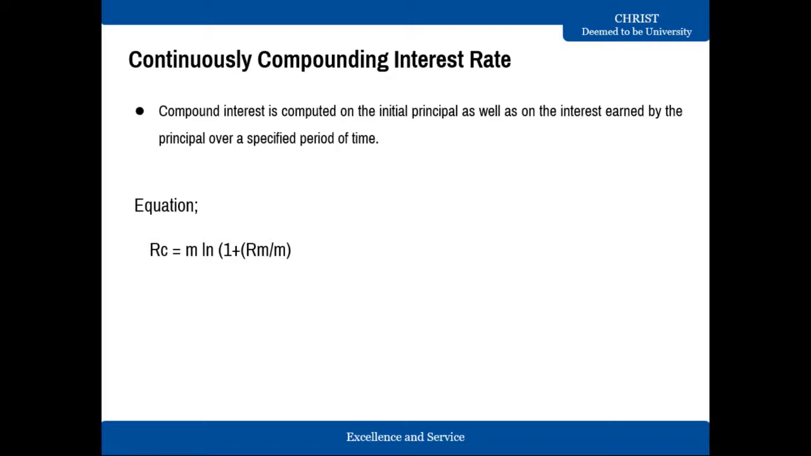natural log, 1 plus RM, that is the risk-free rate of return, divided by M. M is how many times it's compounding in a year, either semi-annually, quarterly, or daily, how many times it is compounding in a year. So they say that this particular interest rate should be naturally log.